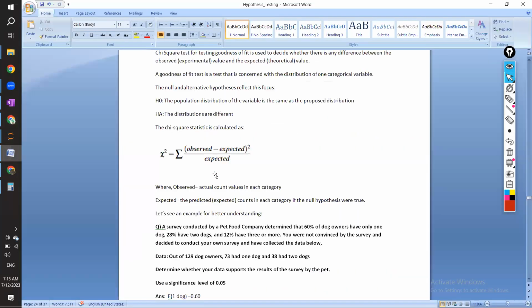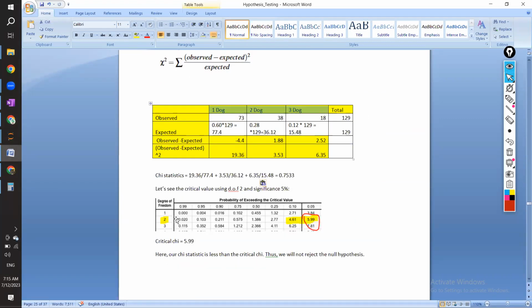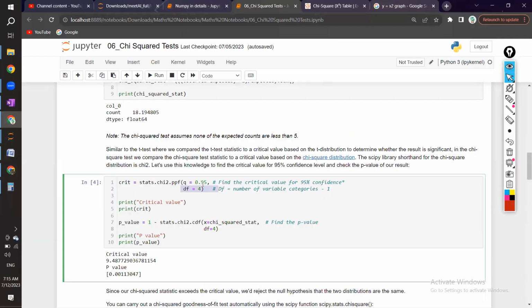In the similar earlier example, you considered 3 categories, dog 1, dog 2, dog 3. 3 minus 1 is 2, so that's why you considered degrees of freedom equal to 2. Here, the number of categories minus 1 is 5 minus 1, which is 4. Once you do this, you get the critical value.